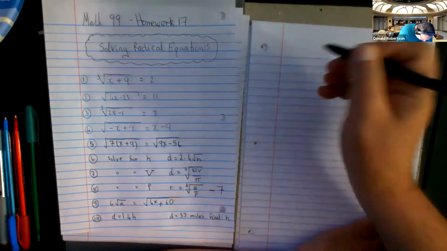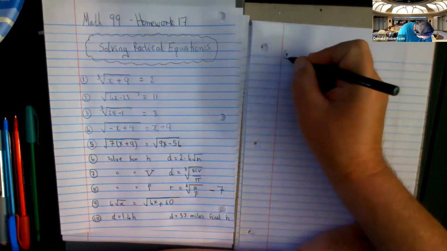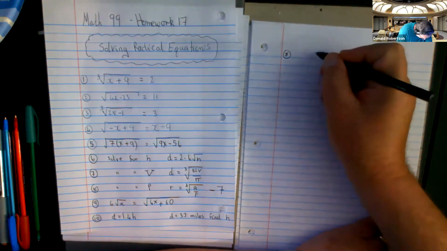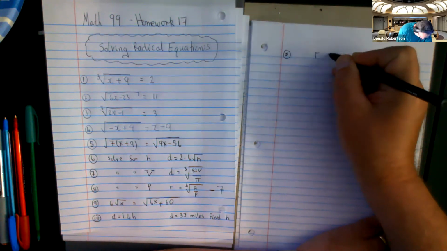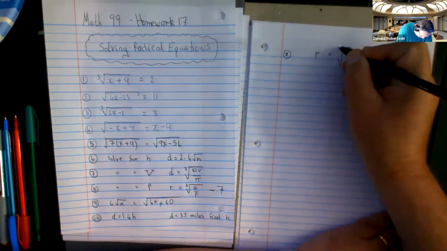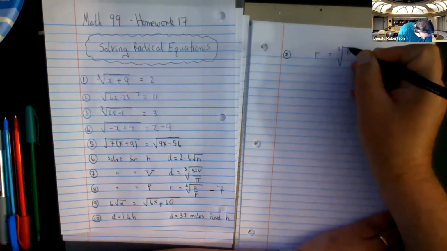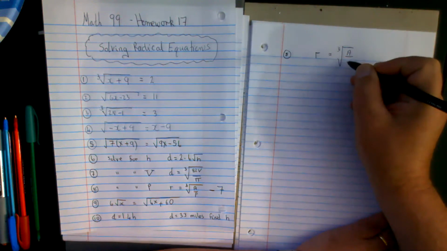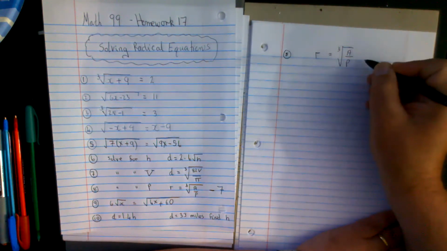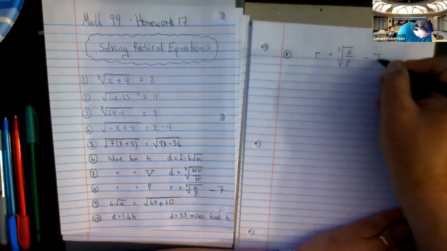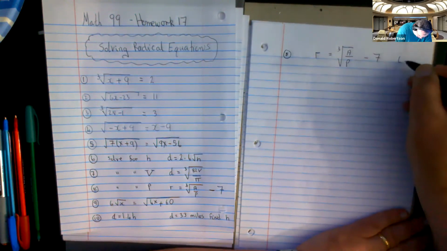3 more of these to do and we're done. Well, apart from some questions I'll give you. This is 8. The formula is R equals the cube root of A over P, take away 7. And they want us to solve for P.